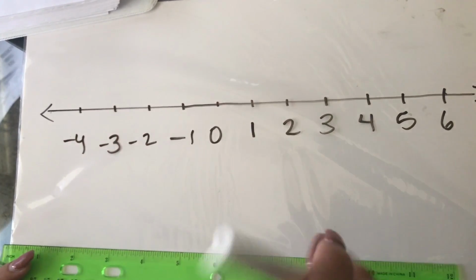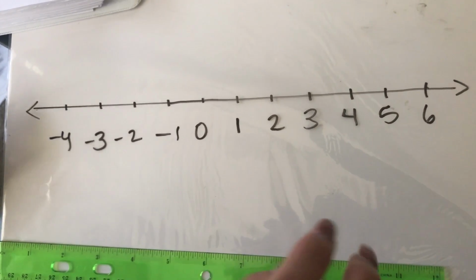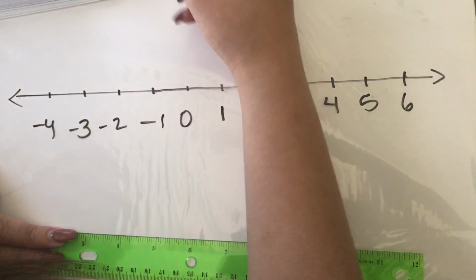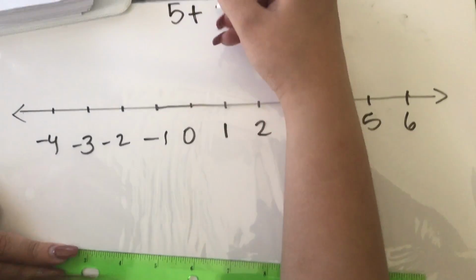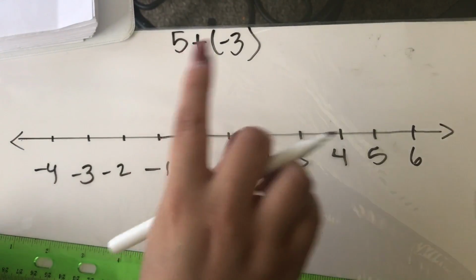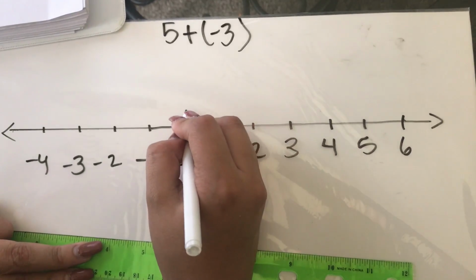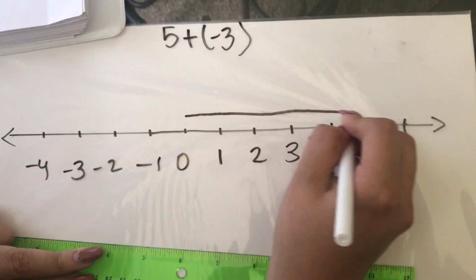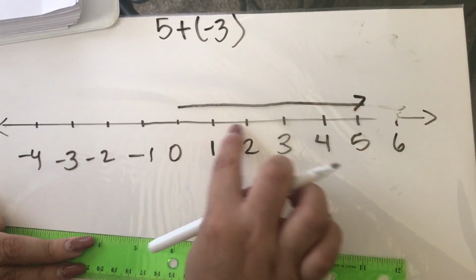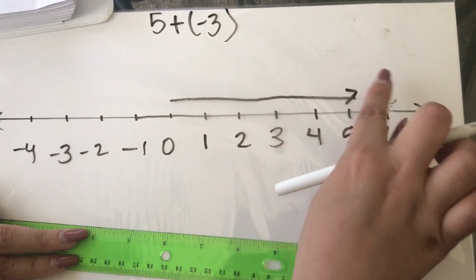Okay, so first we're going to start off by making +5. This is 5 plus -3, and that's going to be the answer to the question. So first you go 5 spaces, my bad, not there. 1, 2, 3, 4, 5.